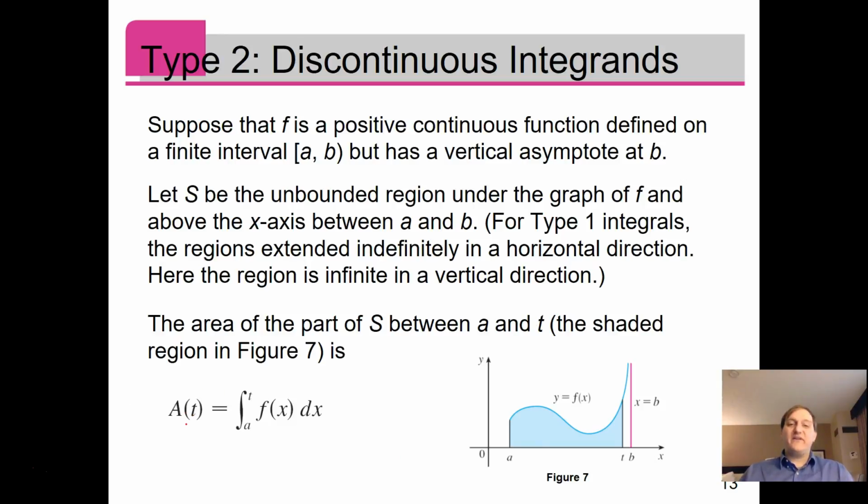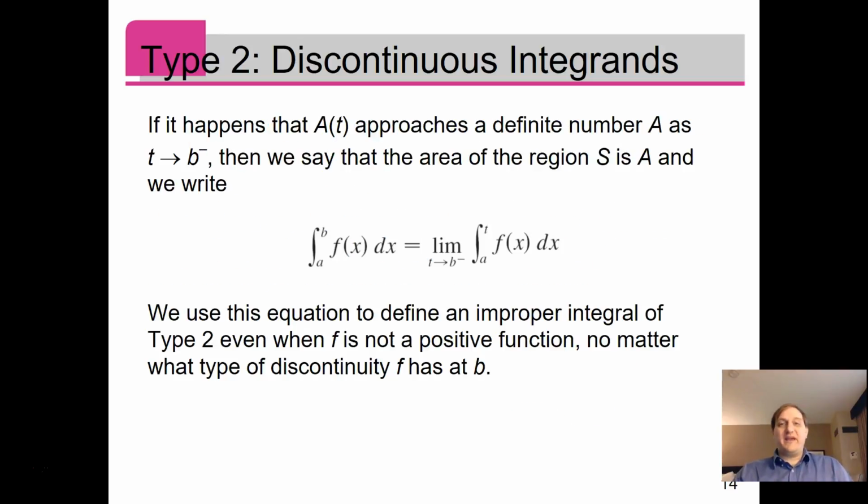So again, we're setting up this area function. It's the integral from a to t of f of x dx, and we're going to take the limit as t goes to b. Here we do have to make a note of which side the discontinuity is on. If the discontinuity is on the top limit, then we look at the limit as t goes to b from the left. If it's on the left side, we take the limit as t goes to b from the right. Obviously, in that case, b would be in the denominator. And again, we don't have to have f be a positive function. It doesn't really matter what type of discontinuity it is. But this lets us define a type 2 improper integral.